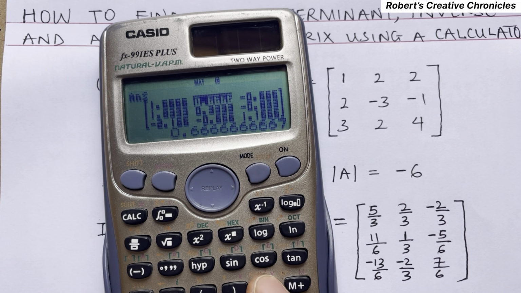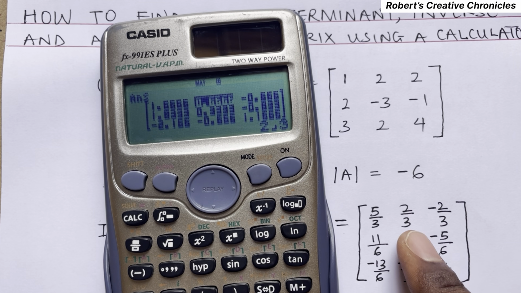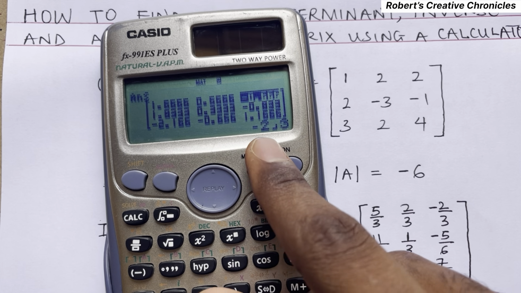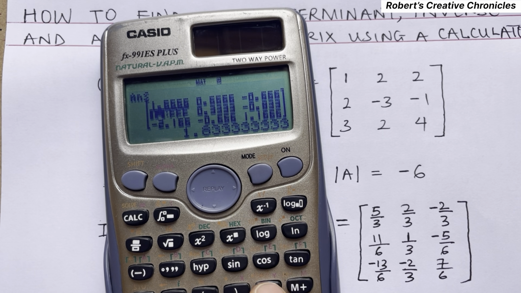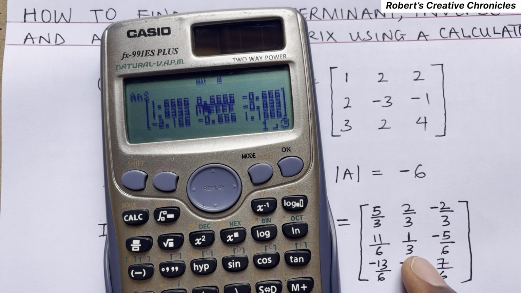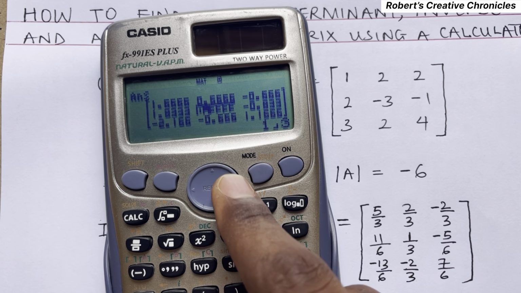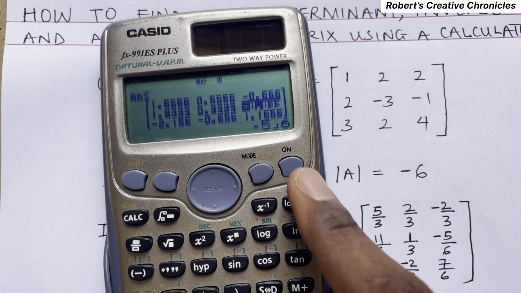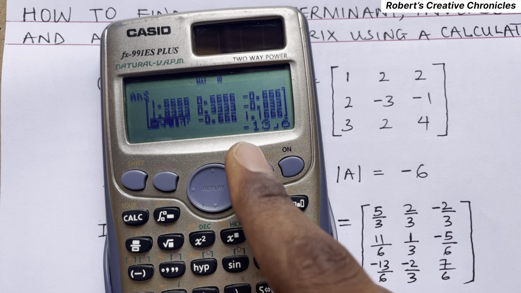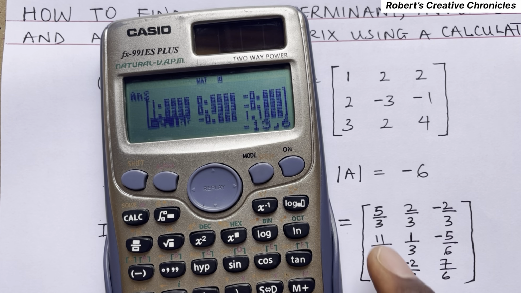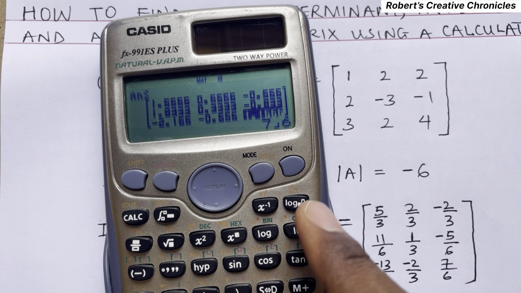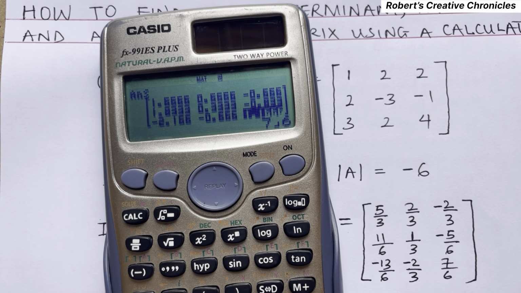The next one, you press S-D. Here is 2 over 3. The next one, negative 2 over 3. The next one, 11 over 6. The next one, 1 over 3. The next one, negative 5 over 6. Negative 13 over 6. Negative 2 over 3. And finally 7 over 6. So you can see.